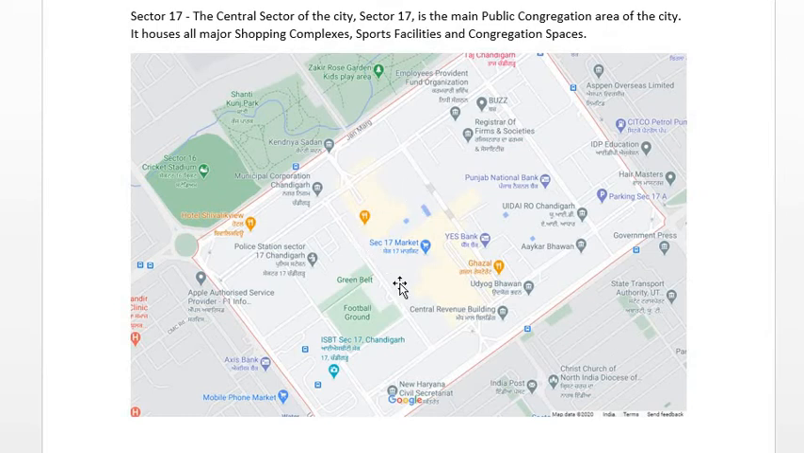And as you can see, the market in each sector is situated at the center of the sector, and this is true for all the sectors as well. And there is a police station which is also situated for the sector, and there are government offices which are lined up in one of the main roads of the sector.